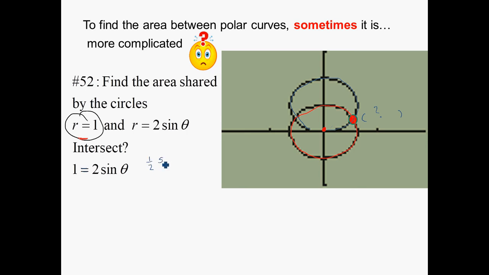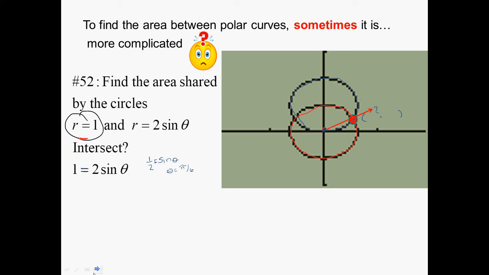1/2 equals sine theta. In quadrant 1, what angle has a sine of 1/2? Right? Inverse sine both sides, and you get theta equals pi over 6. So the theta with this is pi over 6. This is 0.